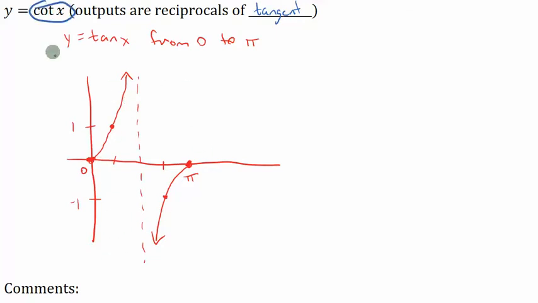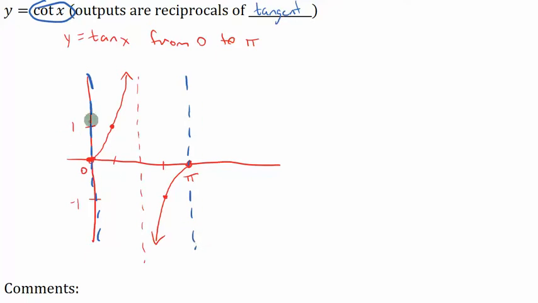So we'll graph cotangent in blue. Here, tangent outputs 0, so cotangent is going to output the reciprocal of 0, which is undefined. That means the cotangent function is going to have an asymptote to start, and it will also have an asymptote to end, right? Because it's one complete cycle, or again, here tangent is 0, so cotangent is undefined.